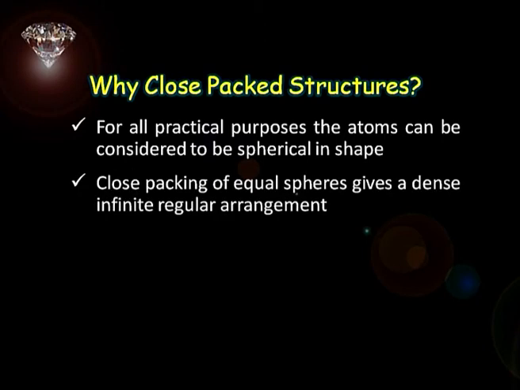Secondly, the close packing of equal spheres gives a dense infinite regular arrangement, because that is very important. If you remember, when we talked in the previous session about the atomic packing fractions, we realized that the FCC lattice gives you about 74% of packing. That means the atoms occupy about 74% of the space there, and in general nature always tries to make things very economical. We will come to that point later also.